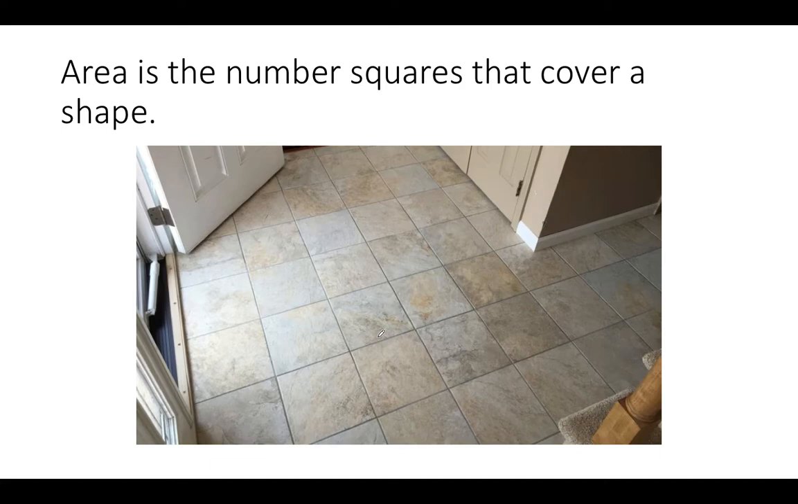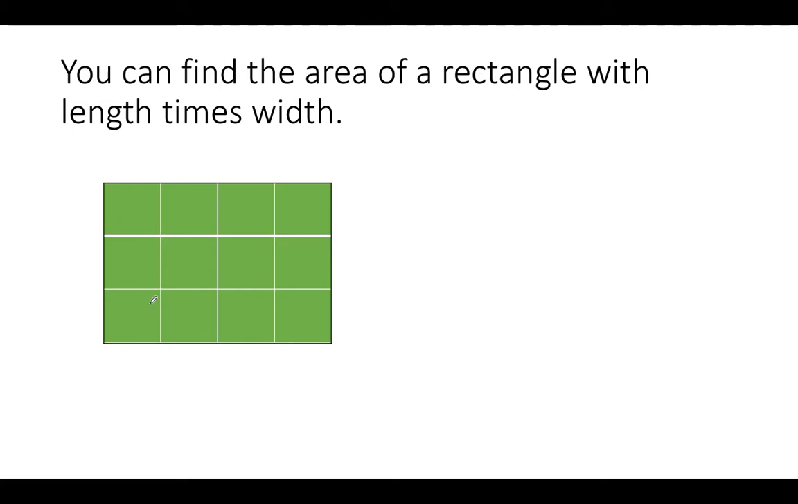Now, remember we said yesterday that area is the number of squares that cover a shape. So we're lining up nice equal-sided squares in rows and columns. Makes it so nice and easy. And since they make these equal-sided rows and columns, you can find the area of a rectangle with length times width. So this here has 3 squares going down its side, which means its length is 3, let's say, inches, if these were square inches.